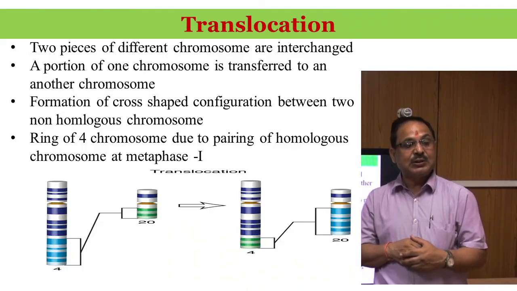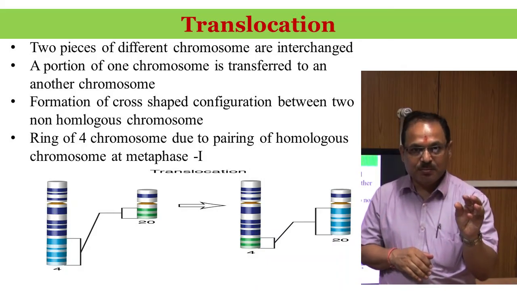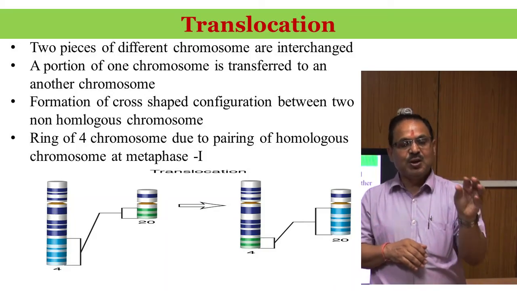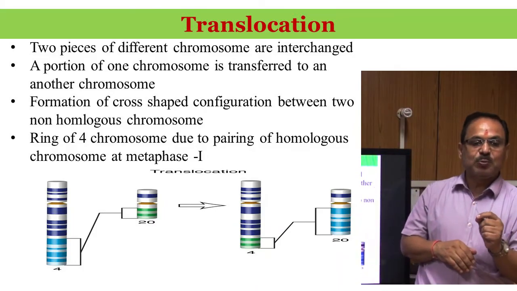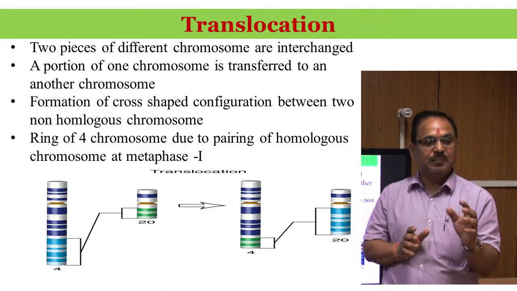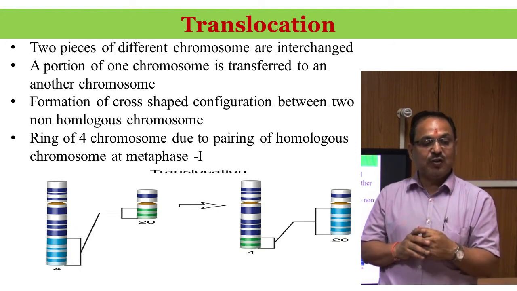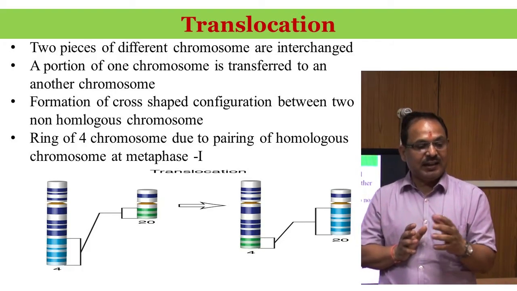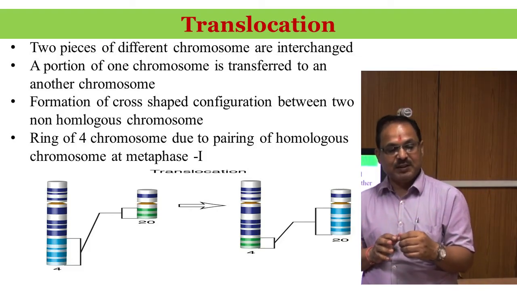Now the next one is translocation. Translocation literally means the movement, the transmission of a segment of a chromosome to a non-homologous chromosome. Here two pieces of different chromosomes are interchanged, and one portion of one chromosome is transferred to another chromosome. A cross-shaped configuration forms between two non-homologous chromosomes, and here you can see the ring of 4 chromosomes due to pairing of homologous chromosomes at metaphase 1.